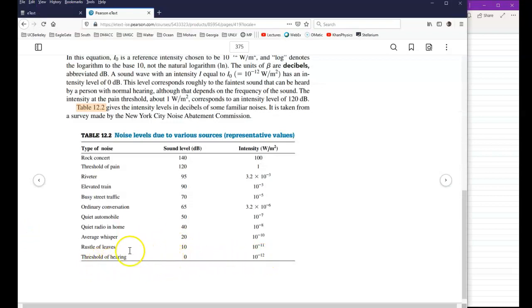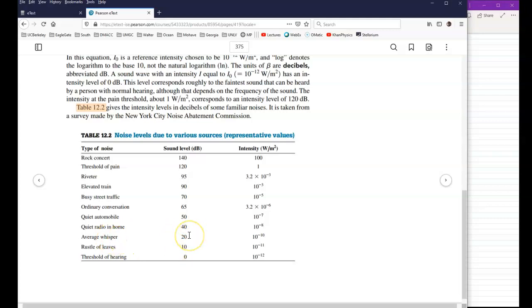Imagine that you are listening to the rustle of leaves. The intensity of the rustling leaves is 10 to the negative 11, or 10 decibels. See how convenient this unit is? Rather than dealing with those tiny numbers, you deal with better numbers. So a rustle of leaves is 10 decibels.